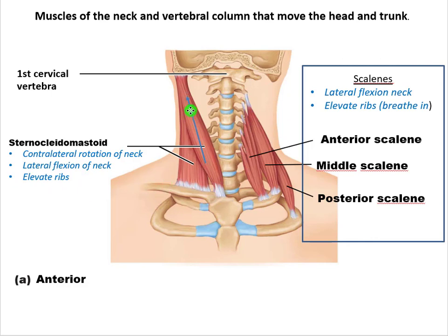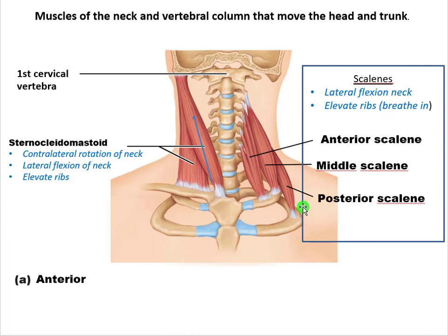And at some point when you guys cover the respiratory system, you'll see that elevating the ribs is an important part of creating space in that thoracic cavity to allow air to come in. So really important in the respiratory system. So there's the sternocleidomastoid muscle.